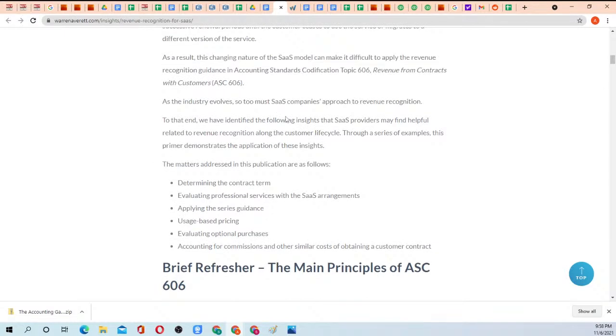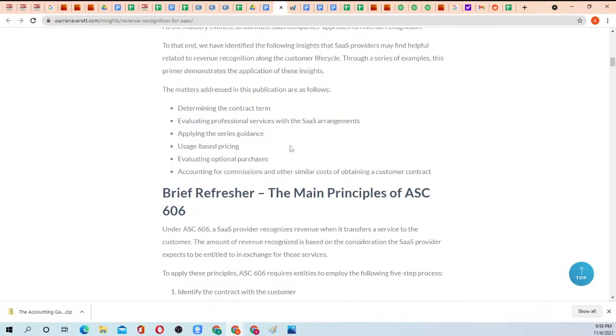Where we ended up. Customer life cycle. Through a series of examples, this primer demonstrates the application of these insights. The matters addressed in the publication are as follows. Determining the contract term. So contract term, it should somehow correspond with your customer life cycle, but I think we will find more details later.